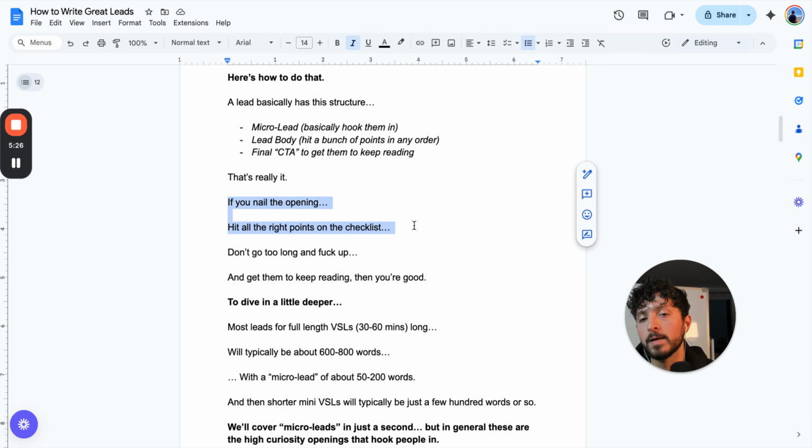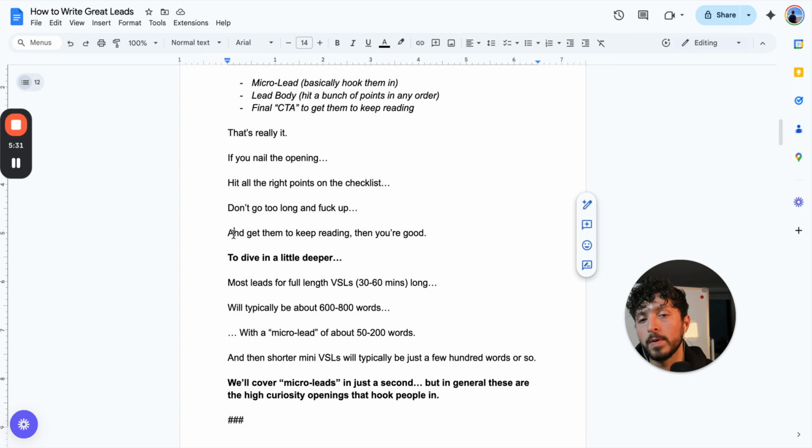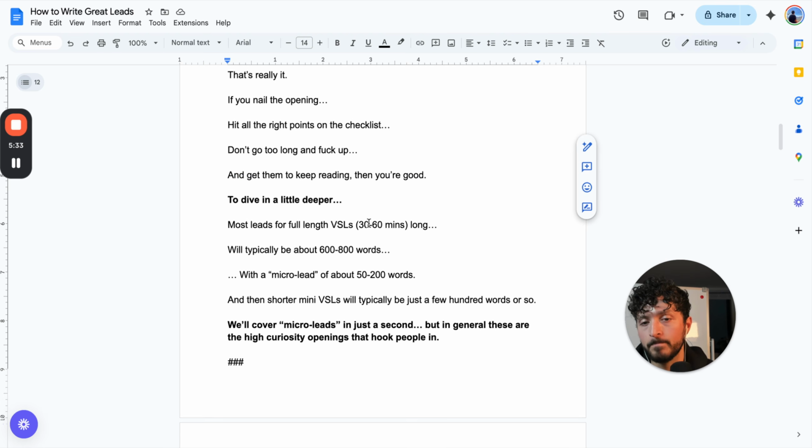So if you nail the opening, and then you hit all the right points in the checklist that I'll give you, and you don't go too long and mess it up, you're going to get them to keep reading, and then it's pretty good. Okay?